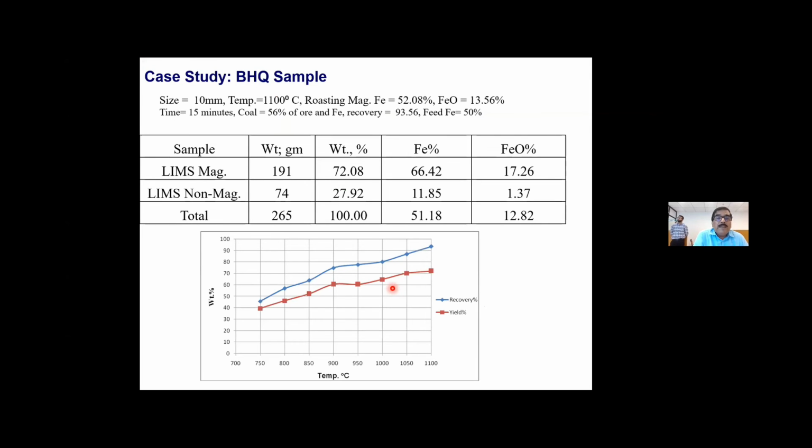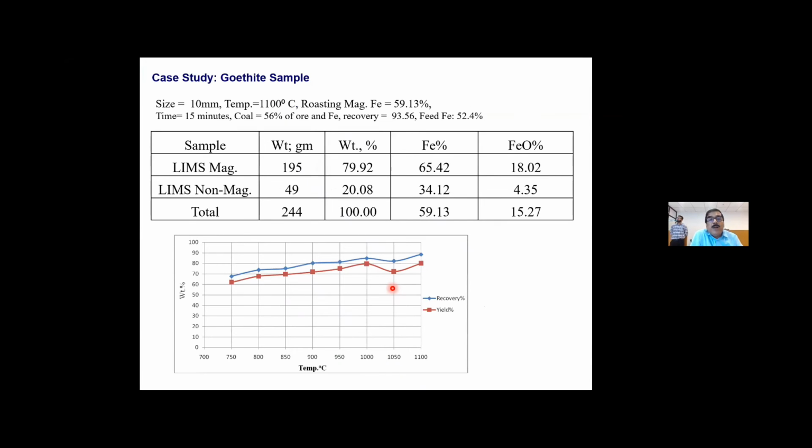I am giving one example, BHQ, which contains around 47% Fe. This is from Karnataka. You can see after reduction we are able to get 72% yield with 66 grade, and the tailing containing around 11 to 12% Fe. And for Odisha ore, which we have taken at 55%, we are able to recover 80% with 65% Fe.